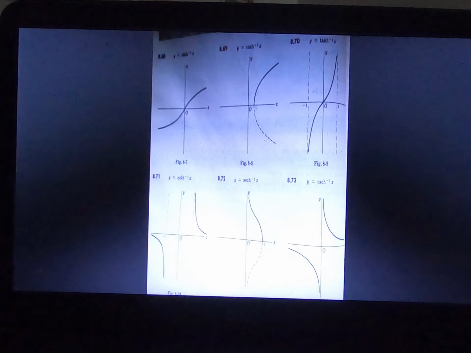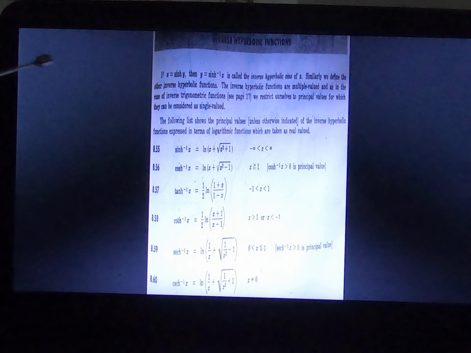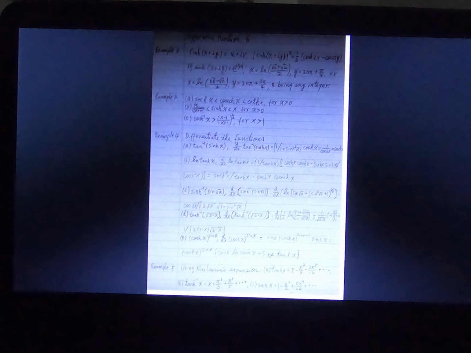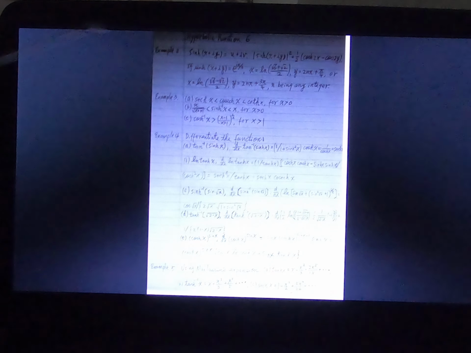More graphs. And these are inverse hyperbolic function relationships. Relationship of inverse hyperbolic and the inverse trigonometric function. And these are more examples.